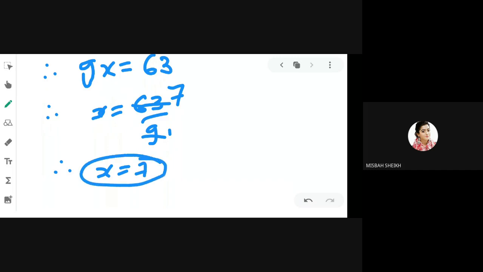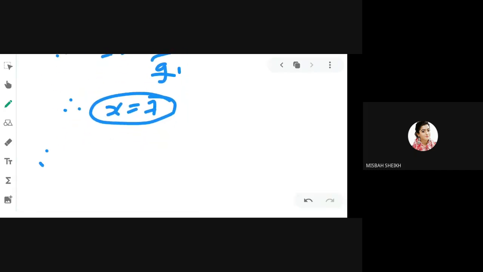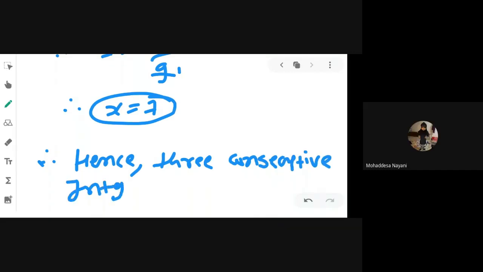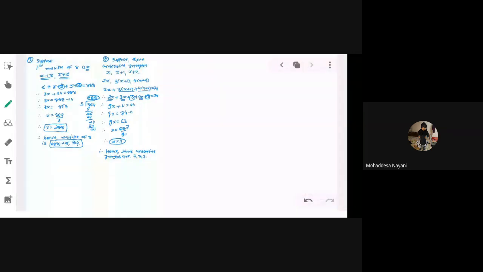So we get x is equal to 7. Clear all of you? But it is not our final answer. We have to write down this answer in problem statement form. Hence, the three consecutive integers are 7, 8, and 9. Clear all of you?